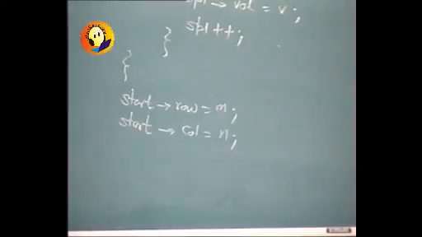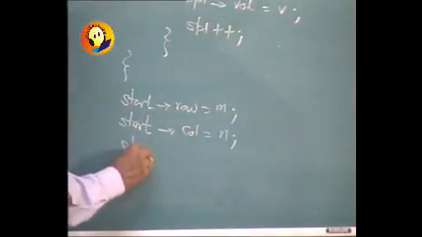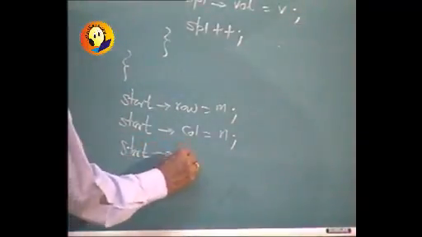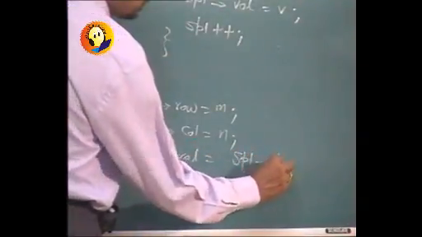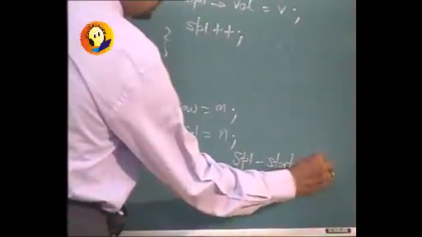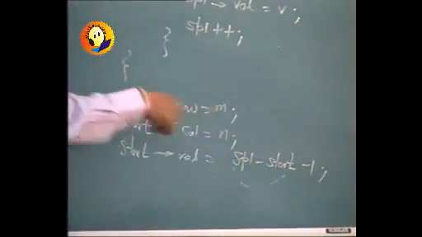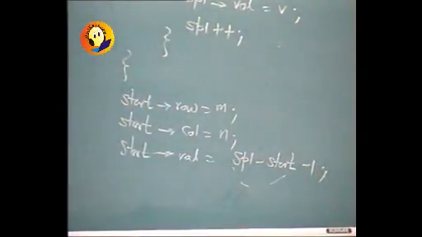SP1 minus start. You will have to reduce by one again. So start arrow val will be SP1 minus start minus 1. This concept is same as string length, P minus S. Same concept.